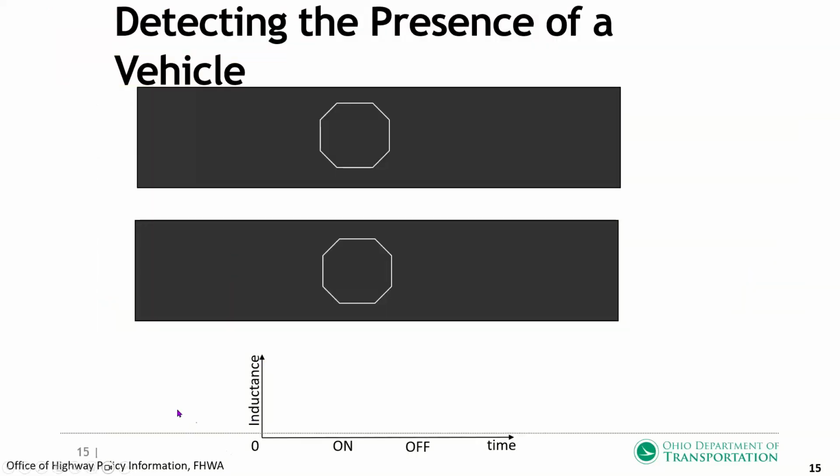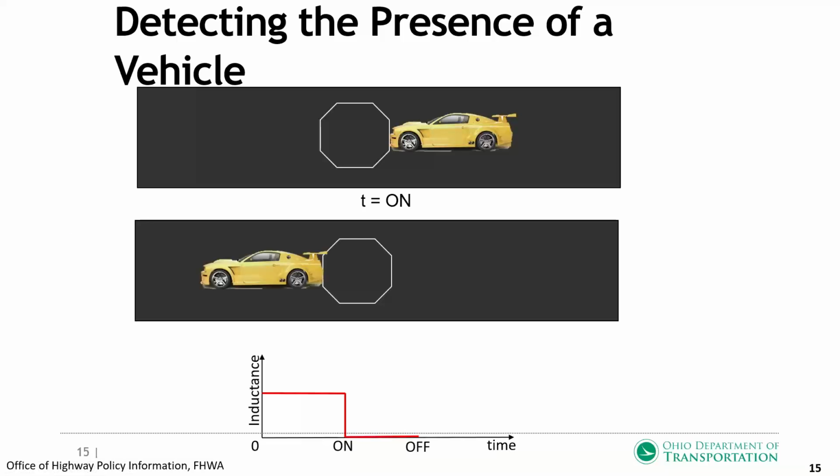Okay, so let's see if I can get this to work. So pretend this is a loop in the road. Your inductance is just plain. Here comes a car. A car is there. It says, hey, I have arrived. The loop turns on. And then when it leaves, the loop turns back off.